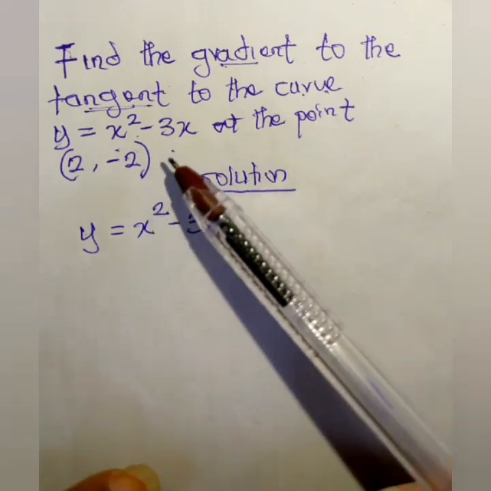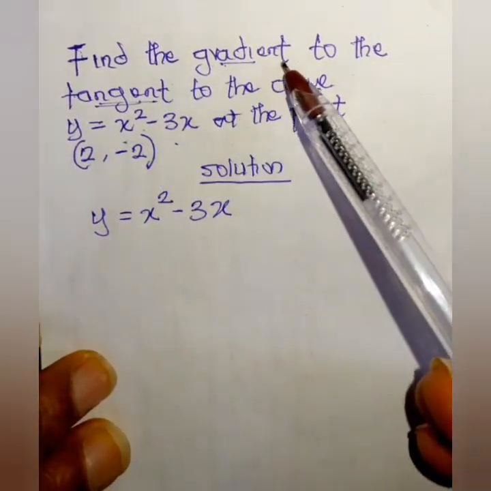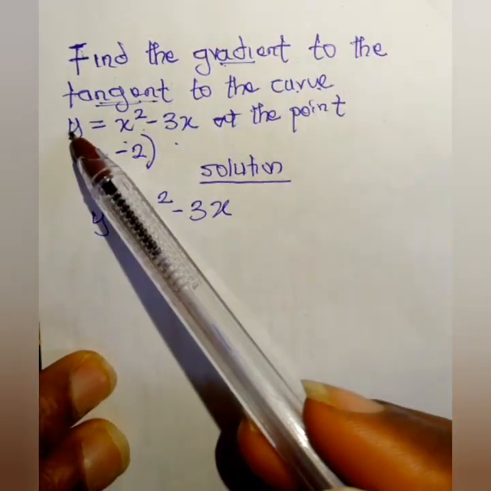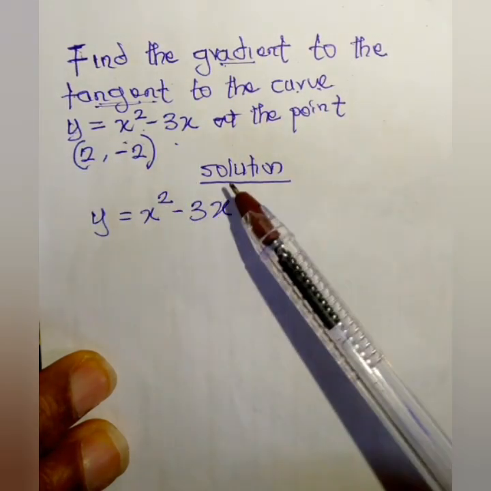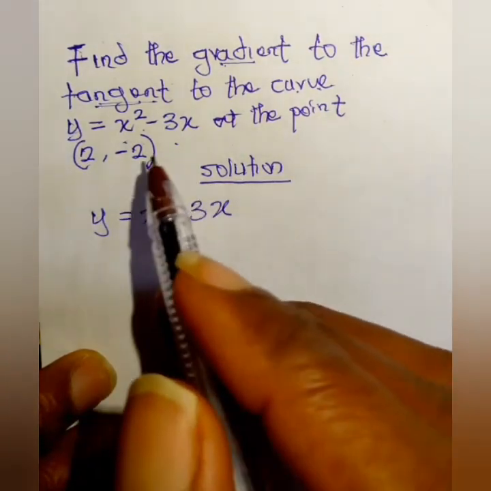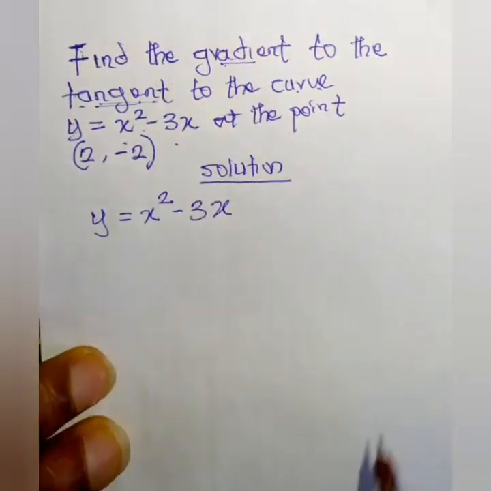Right, we have a question here. It says find the gradients to the tangents to the curve this at the points of this. So how do we solve this? First, let's get to know what a tangent is.